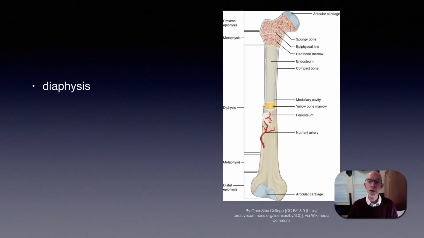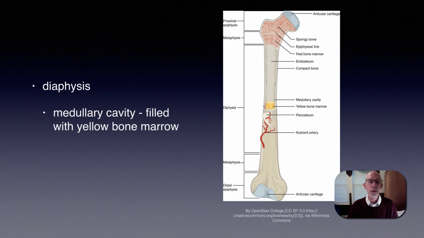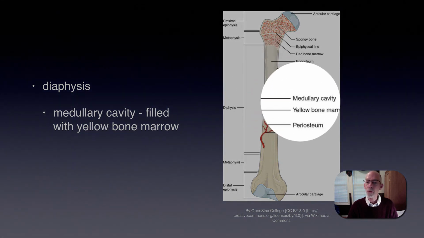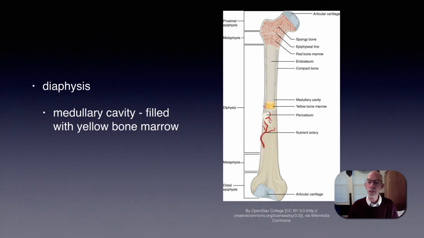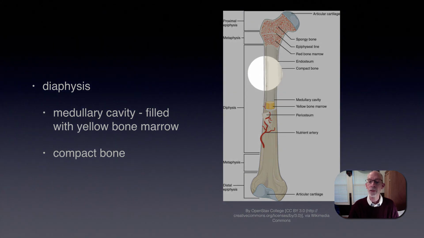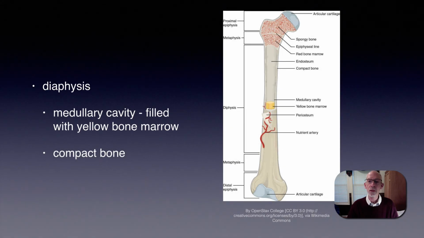So let's look at the diaphysis first. The diaphysis has within it a hollow section called the medullary cavity. And within that cavity, there is something called yellow bone marrow. This yellow bone marrow is a fatty substance. The compact bone is found along the edges, as you can see here, of the diaphysis. And we'll take a look at spongy bone and compact bone in more detail in a later section.